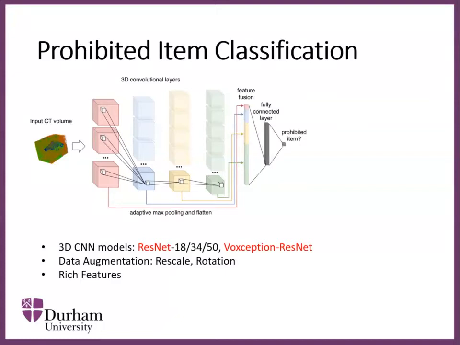We also investigate different data augmentation strategies, such as rescaling the input volumes, and rotating the volumes within 3 planes by 90 degrees, 180 degrees, or 270 degrees. Finally, we consider the effectiveness of rich features, which is essentially a concatenation of multiple features from intermediate layers.